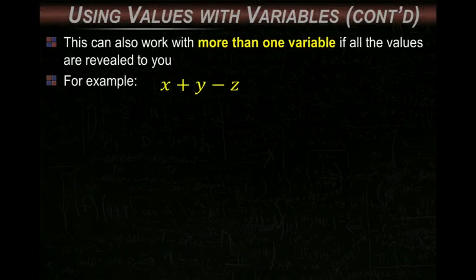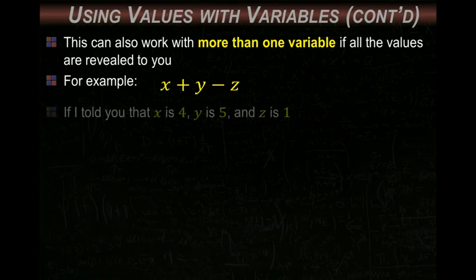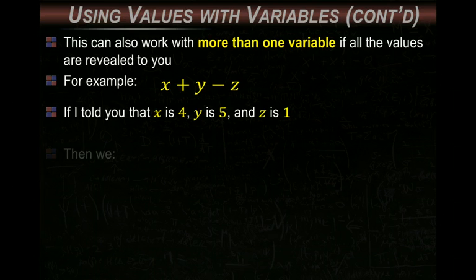But what if we have more than one variable? Like this: x plus y minus z. What you need to have here is all the missing pieces in order to solve this. So what if I told you x is 4, y is 5, and z is 1? Now you can start piecing together the solution by substituting the values.